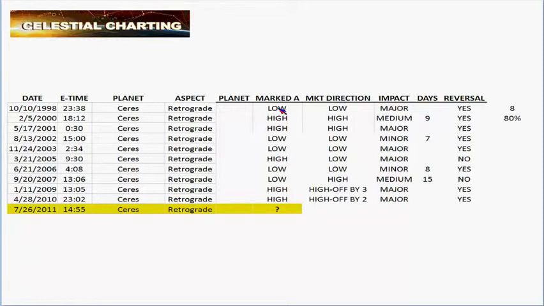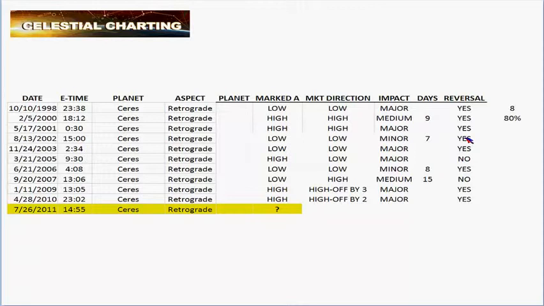Now, back to this chart here, what's important is I've identified what the impact was, and what I've laid out here is whether there was a major impact, a minor impact, or maybe a medium impact. A major impact, for example, is if we take a look at the October 10th, 1998 time period, we had the market pulling down into us, and it marked a low. It was a major impact, and it was a reversal. When I look at this 80% here, going back to 1998, so we've studied this for 13 years with regard to this specific aspect, 80% of the time there has been a market reversal.